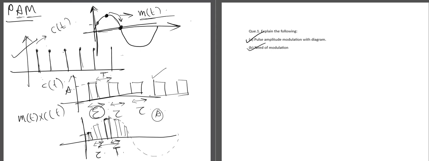Suppose at this point the amplitude was a1, so the pulse corresponding to this point has an amplitude of a1. Now at this peak point, suppose the amplitude is a2, so the pulse corresponding to this point will have an amplitude of a2. So the pulses won't have the amplitude of A anymore. Okay, so this is the pulse amplitude modulation.